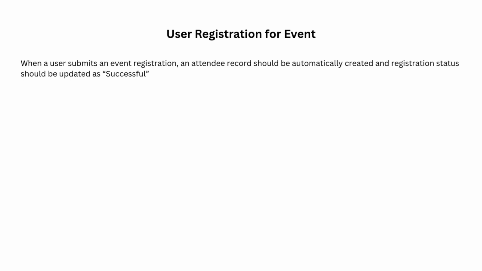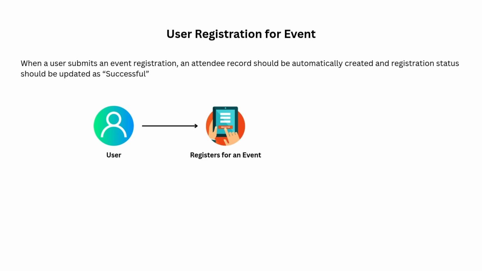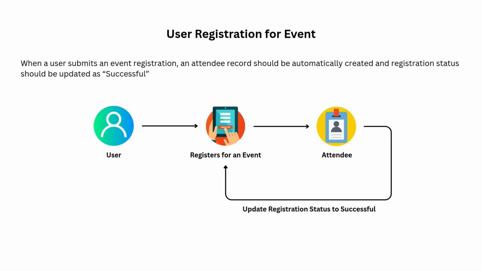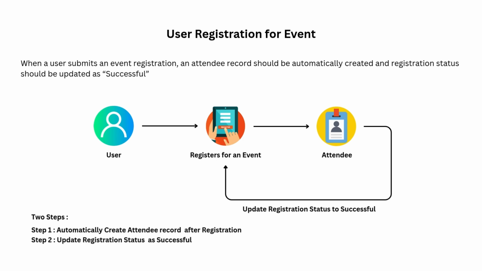So the requirement is whenever a user submits an event registration, an attendee record should be created automatically and the registration status should be updated as successful. We will try to understand this using a flow diagram where a user registers for an event and then an attendee record will be created. Post that, the registration record status will be updated as successful. We will try to achieve this using two steps. Step one is to automatically create an attendee record after registration. Step two is to update the registration status as successful.